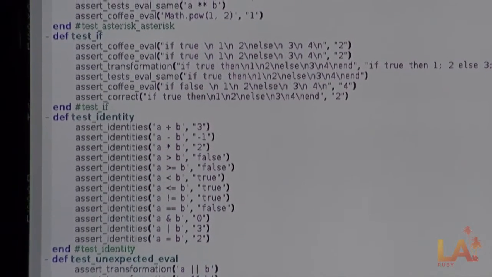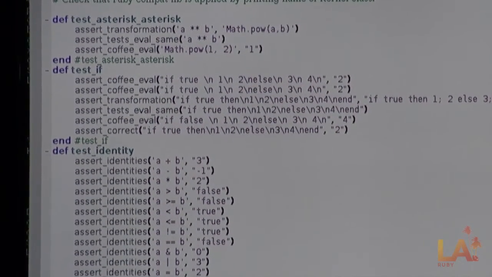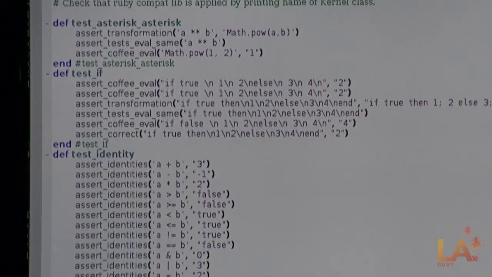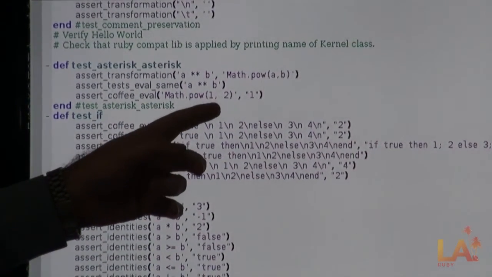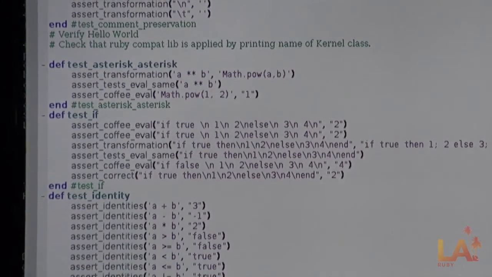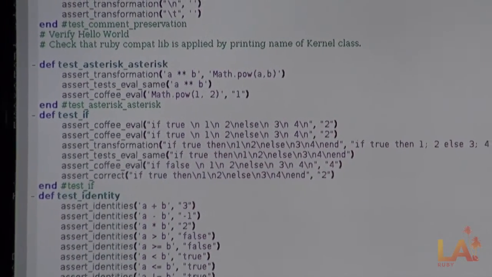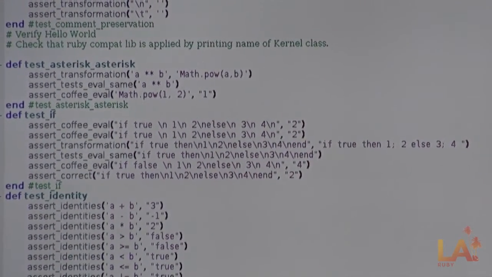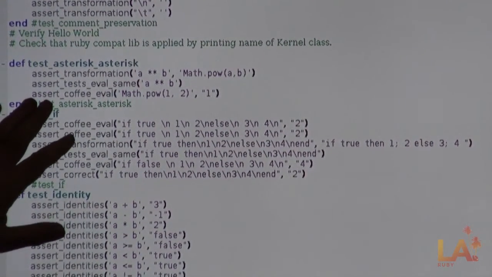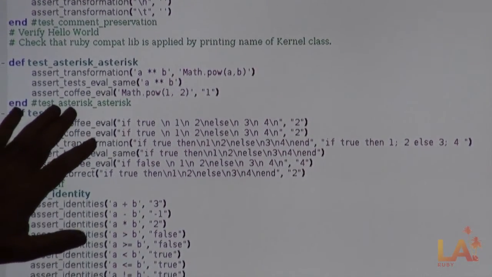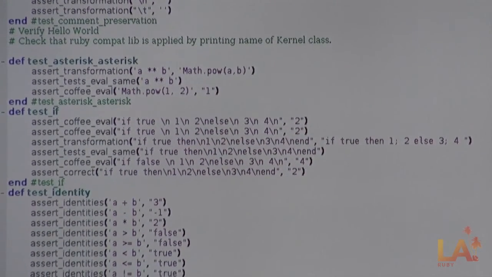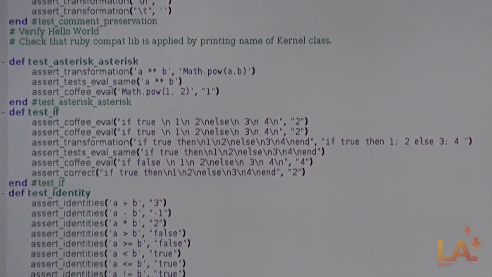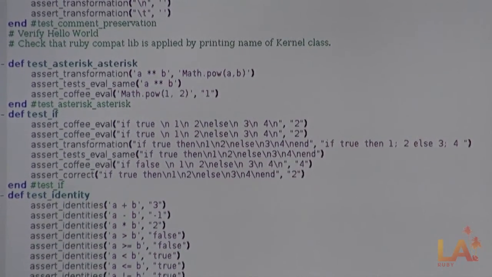Another example up here is the double asterisk. It turns out the double asterisk is what Ruby uses for exponentiation. And I looked at it and I said, well, what do I want it to be in CoffeeScript? And it turns out to be this expression here. You call the Math library, there's a power function, and you run that thing. So I had another assertion that says, if I see this code, evaluate it in CoffeeScript, and the answer should be 1. And these are all working.